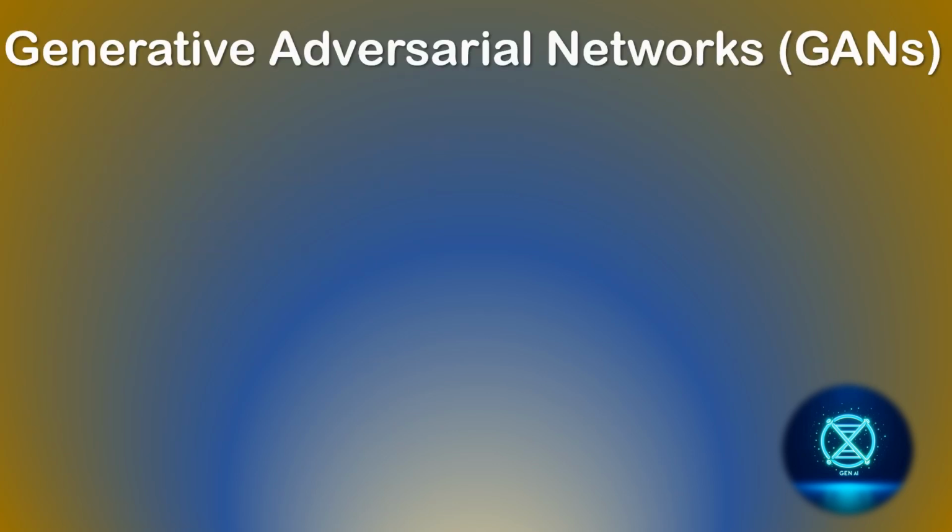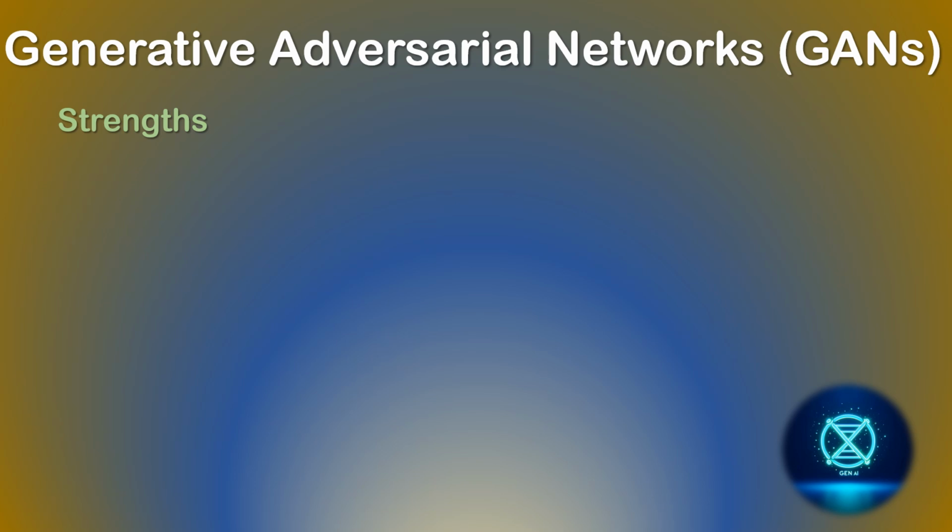Okay, so now let's see what GANs are, what their strengths and weaknesses are, and what use cases they have. As I told, it consists of two neural networks, generator and discriminator, that compete with each other. The generator creates the fake data, while the discriminator evaluates its authenticity. So that is how a GAN works.